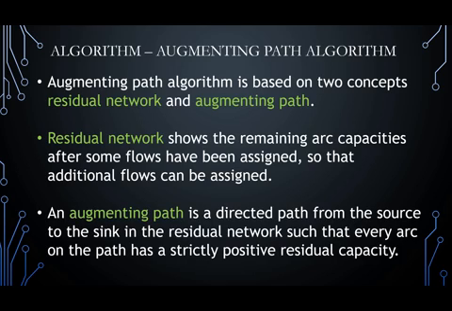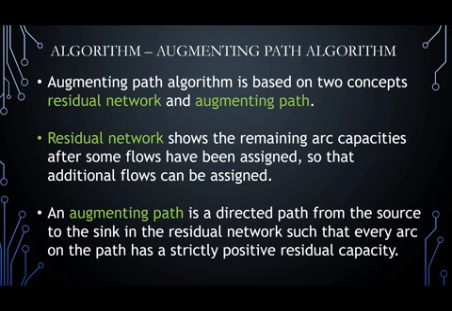Augmenting path algorithm. The algorithm that we use for solving the max flow problem is called the augmenting path algorithm. The augmenting path algorithm is based on two concepts. One is called the residual network. The other one is called the augmenting path. We will try to understand what the residual network is and what an augmenting path is.